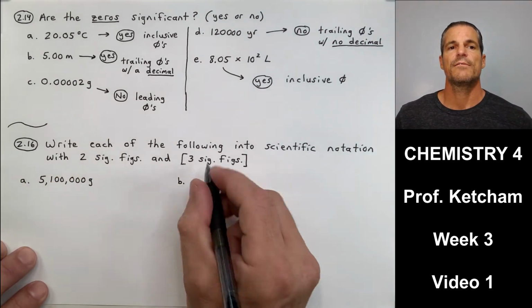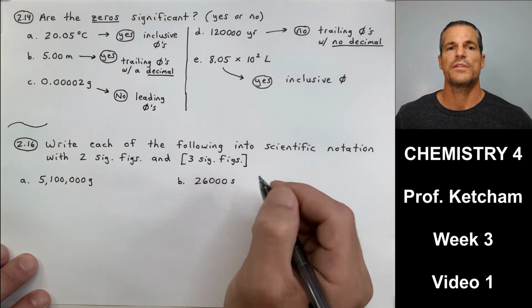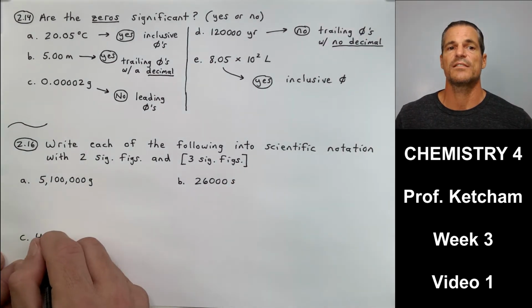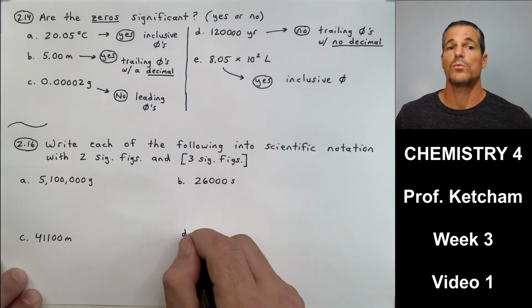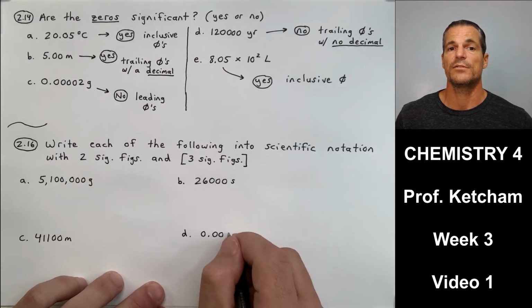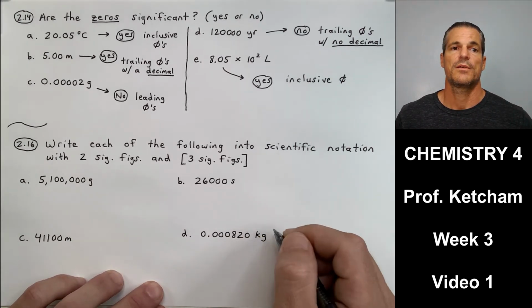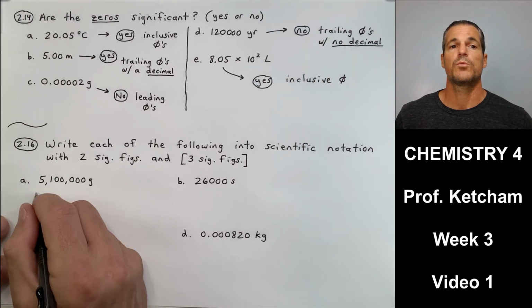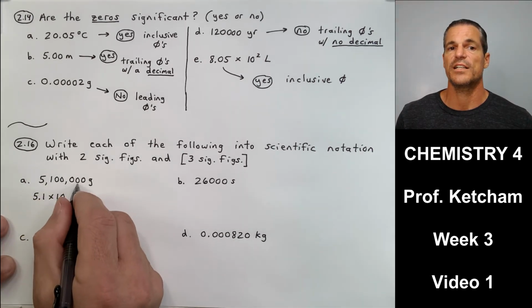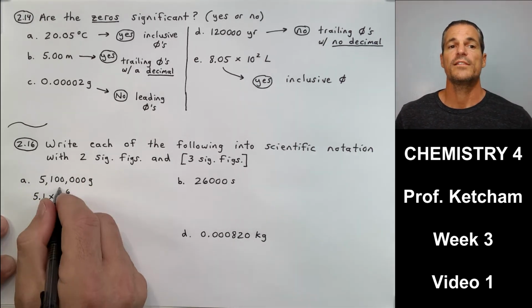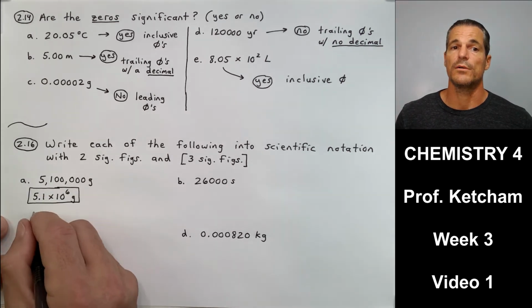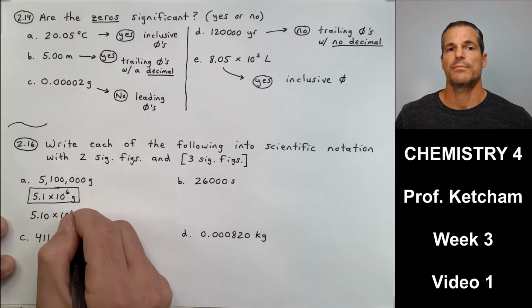So for A, 5,100,000. B, 26,000 seconds. C, 41,100 meters. D, 0.000820 kilograms. The first one, 2 sig figs, would be 5.1 times 10 to the 6 grams. 3 sig figs would be 5.10 times 10 to the 6 grams, right?